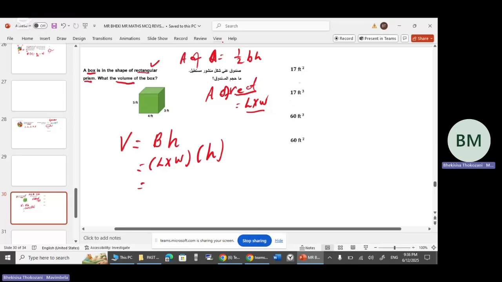Now I always say to my students, the length is always your longest one. So in this case, this is my L and that's my W. The shortest one is your W and the longest one is your L. So we're going to say 4 multiplied by 3 multiplied by, this is my height. The one going up is your height. How high something is, that's the height. Multiplied by 5.